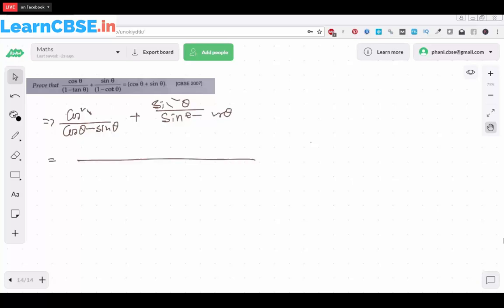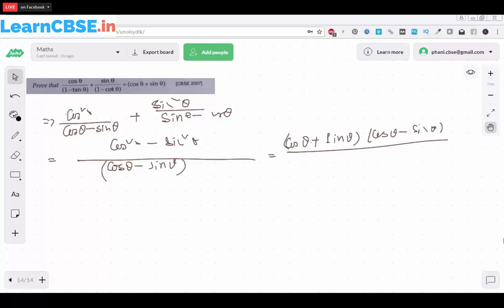So that will give you, if I consider cos theta minus sin theta as the LCM, it will give you cos square theta minus sin square theta. So you just apply the a square minus b square formula in the numerator, divided by cos theta minus sin theta. This just gets cancelled. It will give you cos theta plus sin theta as the answer. So this is how we can prove it.